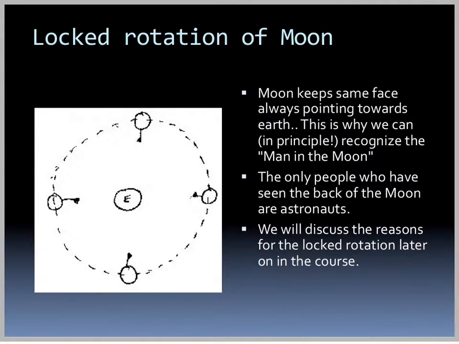Now, the moon keeps the same face always pointing towards the Earth. That's why we can, in principle, recognize the man in the moon. The only people who have seen with their eyes the back of the moon are astronauts that have been in orbit. We're going to discuss reasons for locked rotations later in the course, but essentially the moon's rotational period is the same as its orbital period. The moon rotates once for every time it goes around, so the same side is always pointing towards Earth.